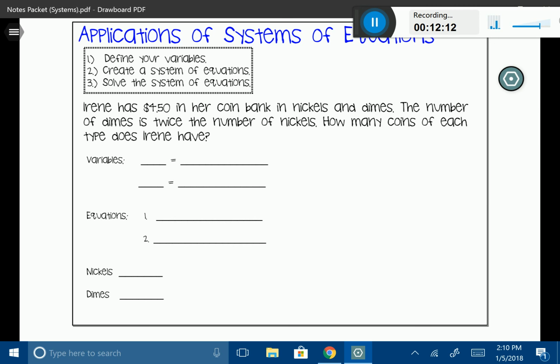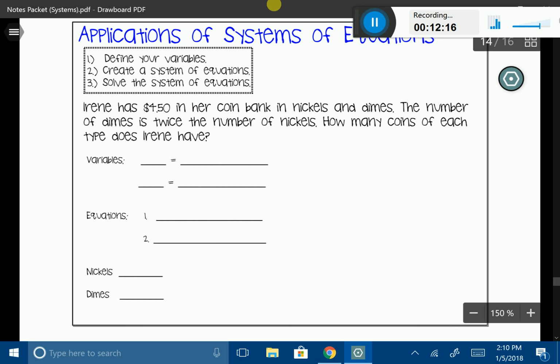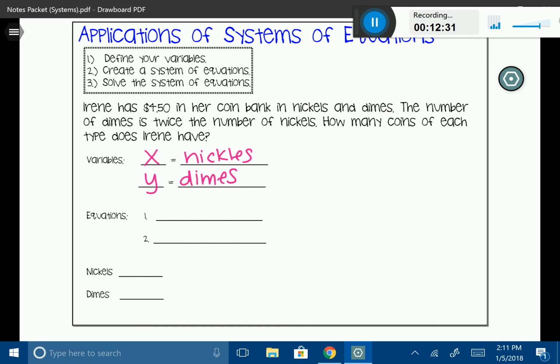Well, obviously, we're talking about nickels and dimes here. So I'm going to say that X is going to be my nickels, and Y, or D you can do, is going to be my dimes. Feel free to use different variables. I just usually use X and Y, but feel free to use N and D if you'd like. Okay, now we're going to create two equations. And of course, this one's a little bit different as well.